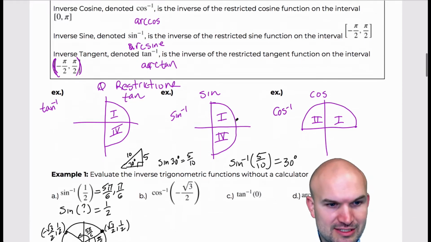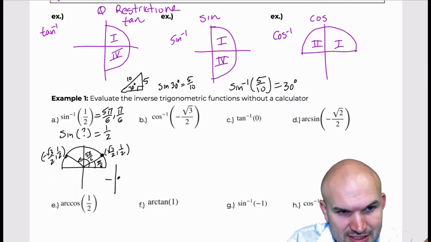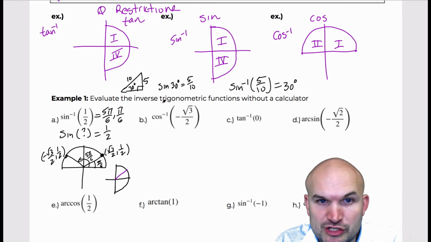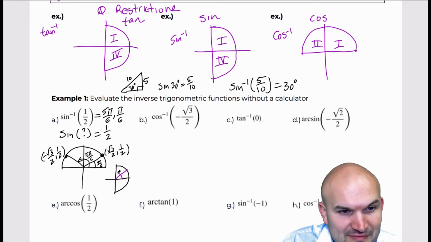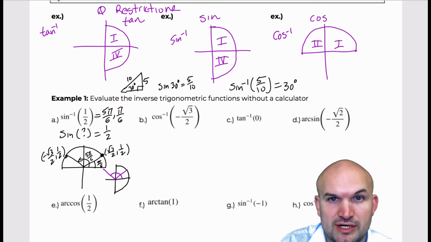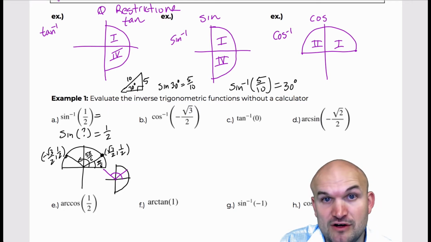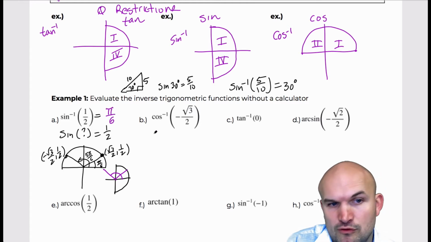Or the other way that I like to look at it is to look at the restrictions here. If you look at this model here, here's pi over 6 right there. That falls within the restrictions of sine. It's in the first quadrant, right? However, 5 pi over 6 is outside of the restriction, so therefore it doesn't work. So our only answer, because it is an inverse function, it is a function, we're only going to have one answer, which is just equal to pi over 6.